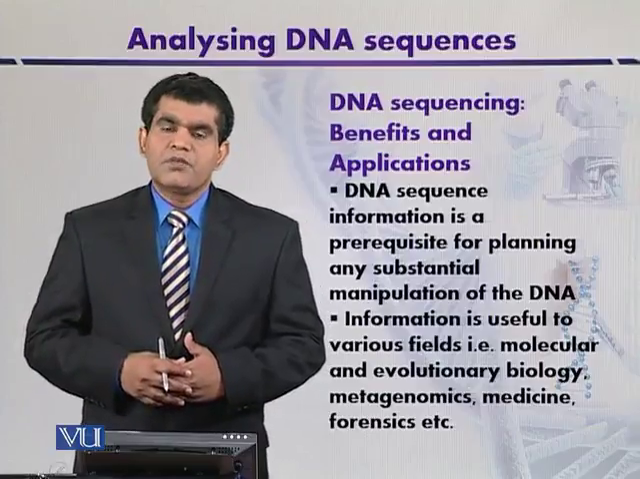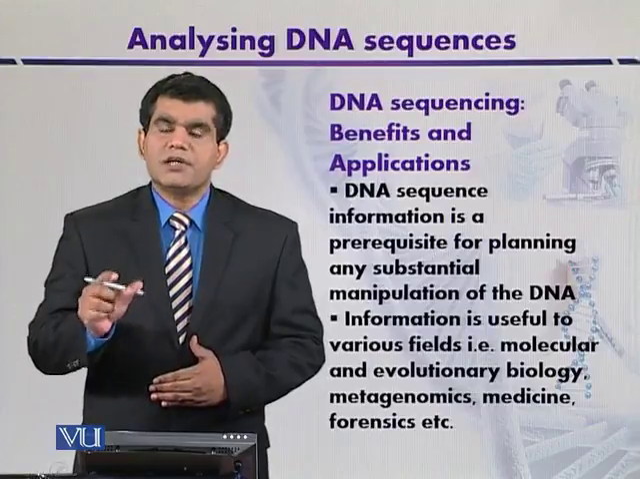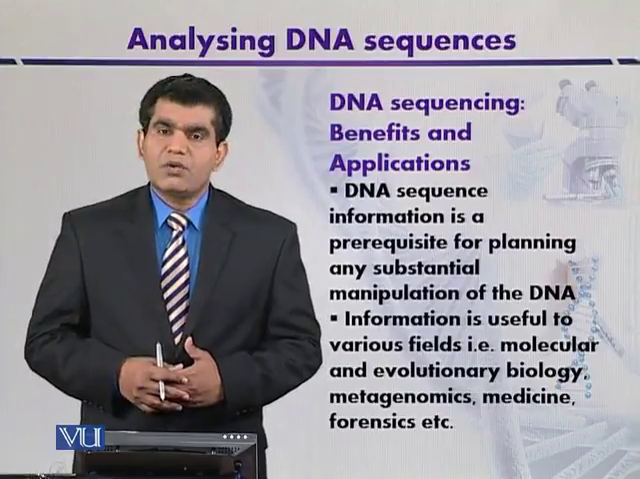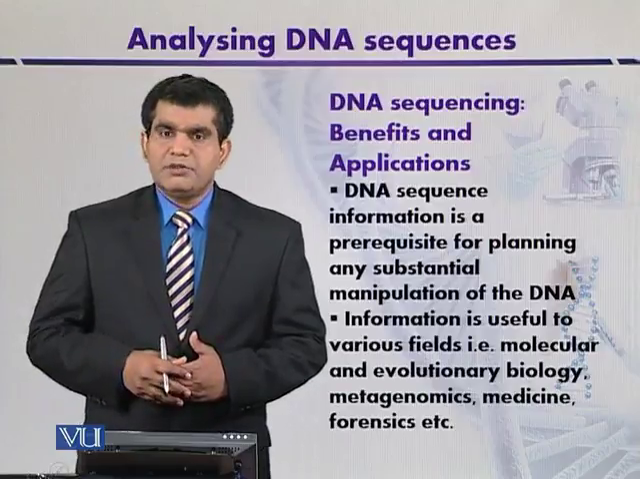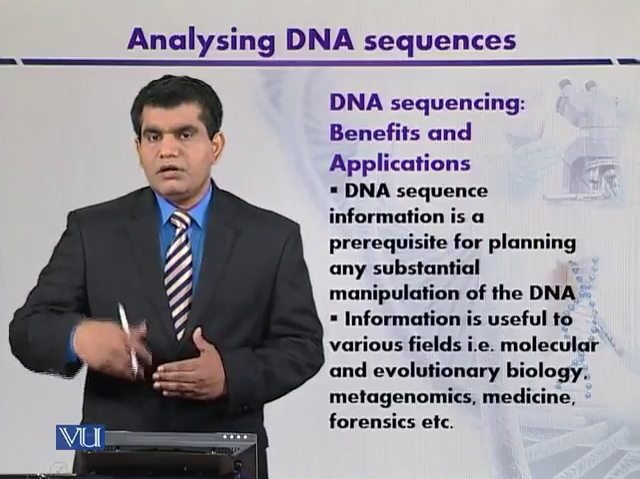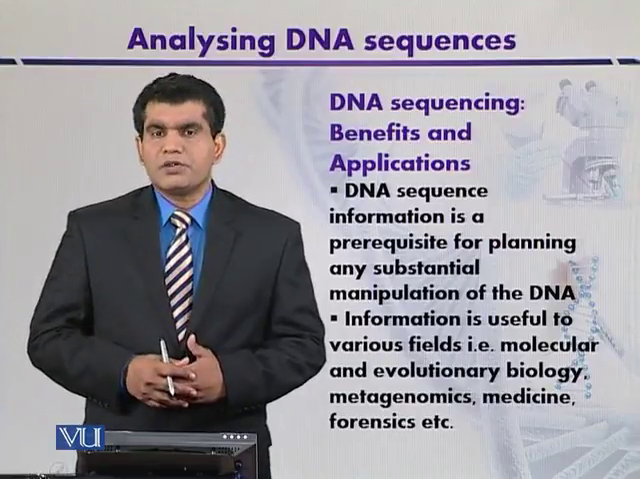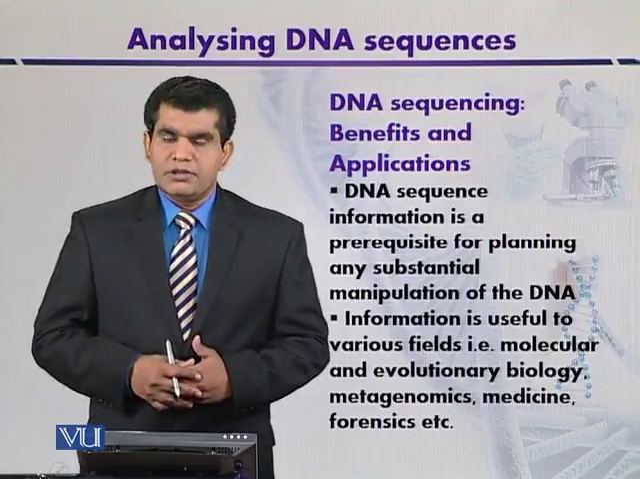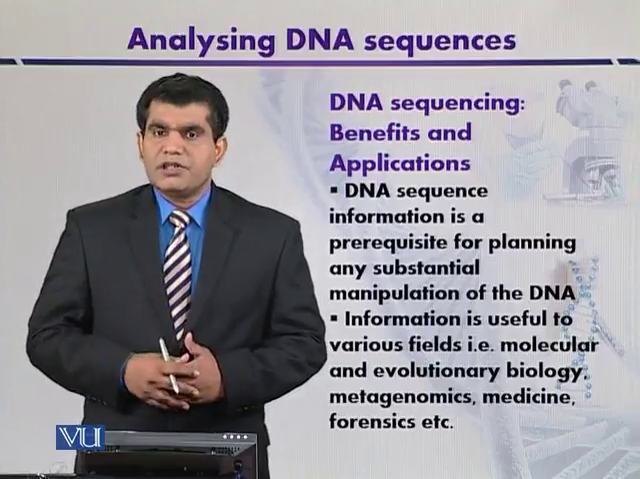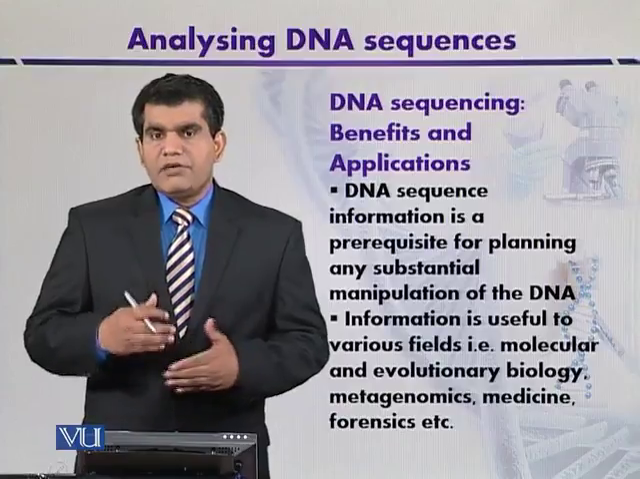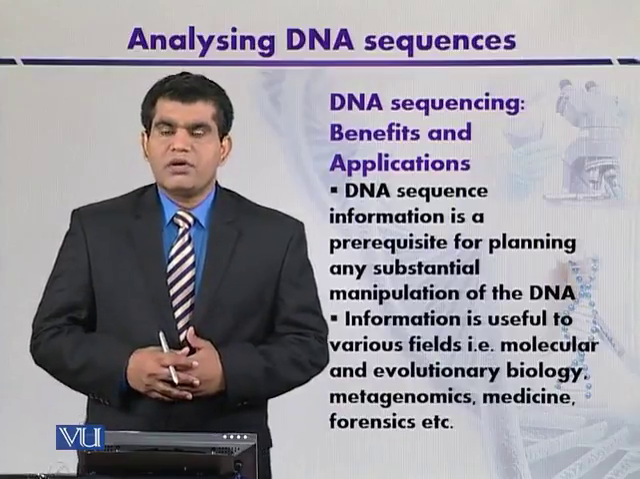For example, in the case of microbiology, a particular segment of DNA, which is called 16S ribosomal DNA, has been used to find the evolutionary relationship between different groupings of microorganisms. So in this case, DNA sequencing can be used to find evolutionary relationships among different groupings of organisms.